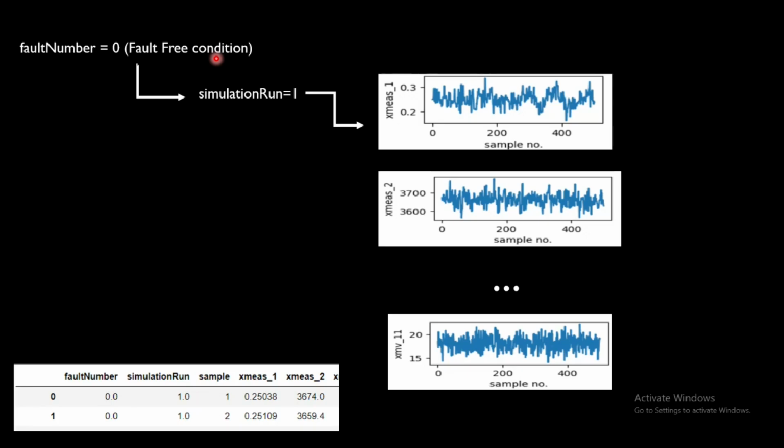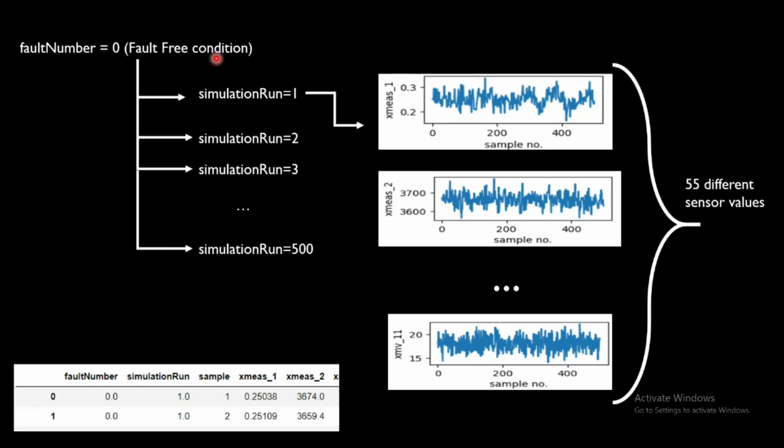If you plot this according to sample number, you get something like this. The same has been done for the 55 different sensor values, and the same has been done 500 times for each fault scenario. So that is an extensive amount of data we have from the simulations, which we can use for our analysis. I hope that is clear by now.